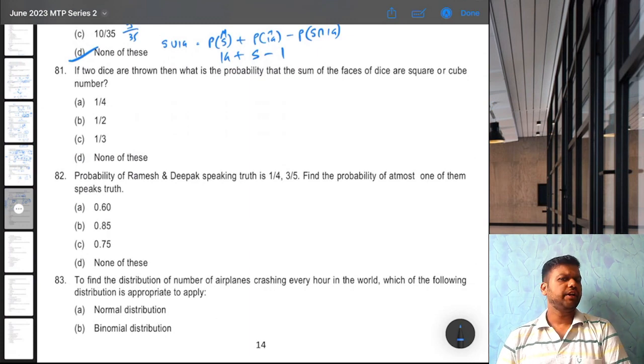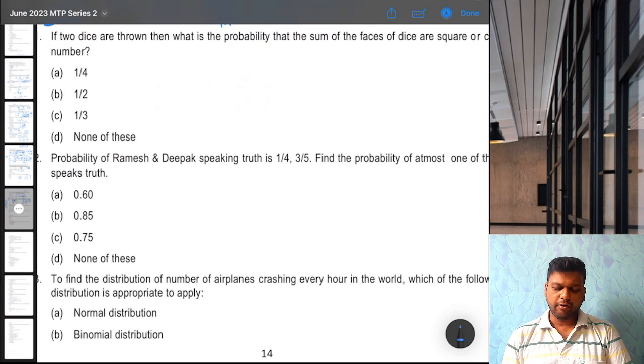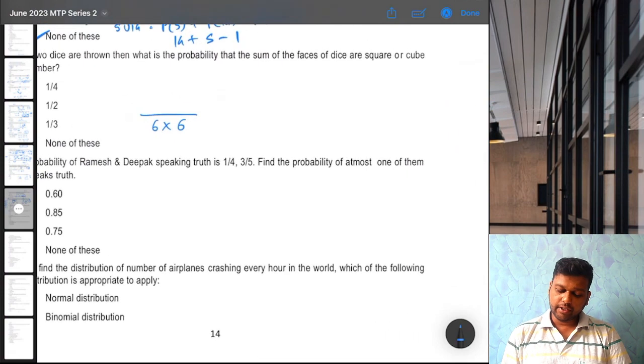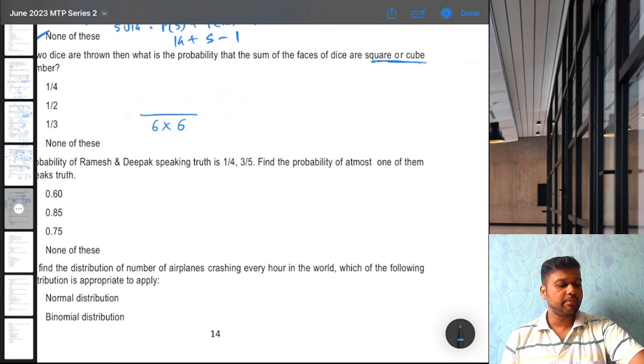Question 81. If two dice are thrown, then what is the probability that sum of the faces of dice are square or cube numbers? Okay. For probability questions, always go to the denominator first. We are throwing one dice and second dice. So denominator is 36. Now we want sum of faces to be square or cube number. Okay. The sum can be from 1 to 12, right? Because my highest number is 6.